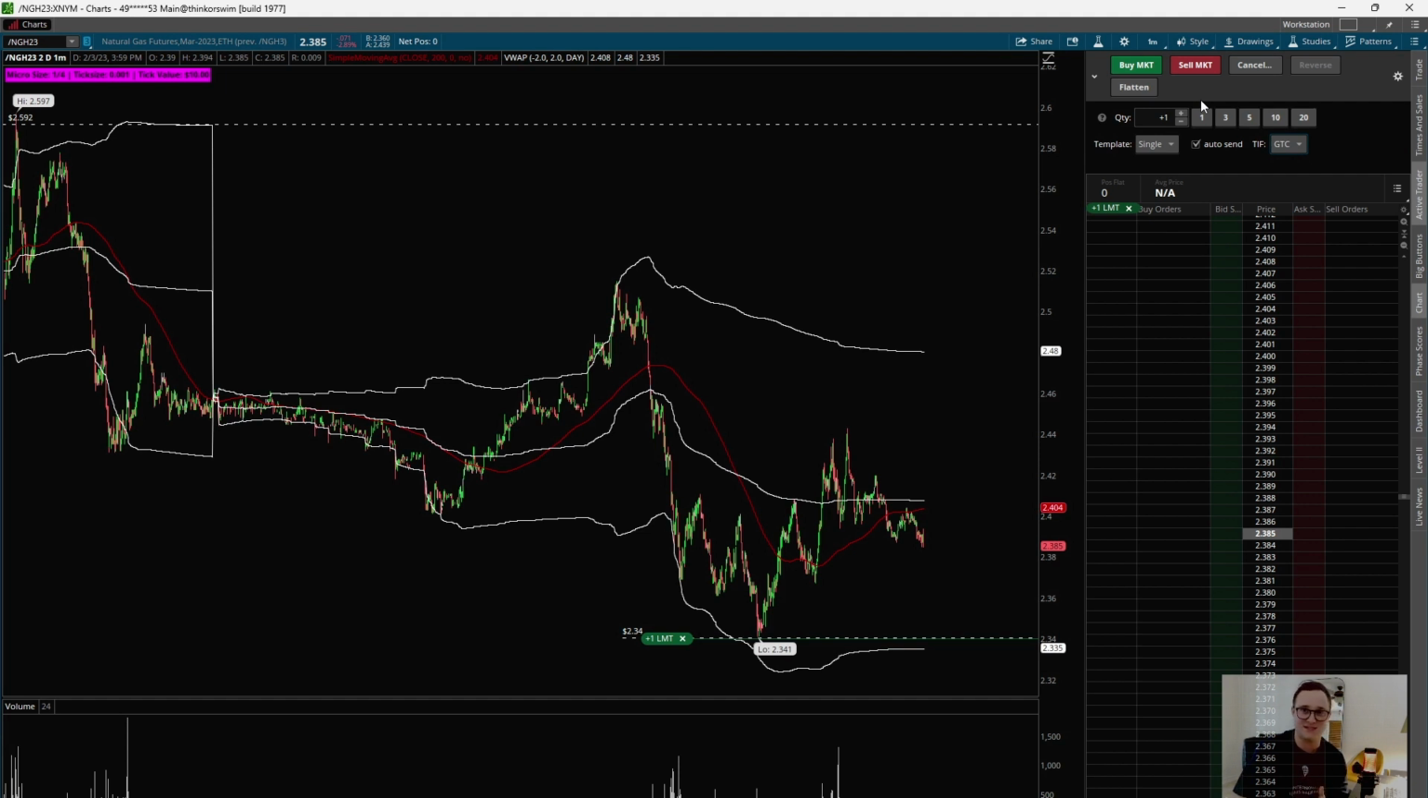So hopefully this makes sense. This is how to execute a long setup or a long trade, how to do the buy side of the order and the sell side of the order. And this is how you would do it in the markets as well.